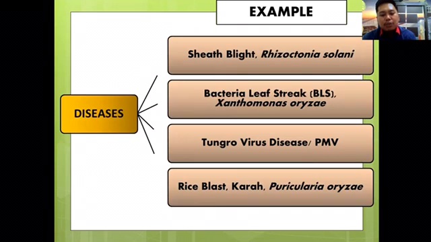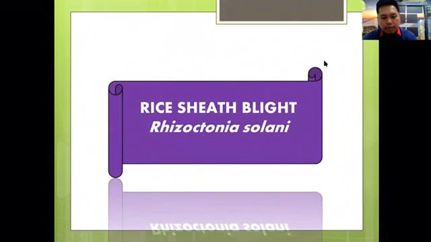So I decided to choose one disease, sheath blight disease caused by Rhizoctonia solani. I will explain about the symptom, economic importance, life cycle, epidemiology, and the management control of the disease.